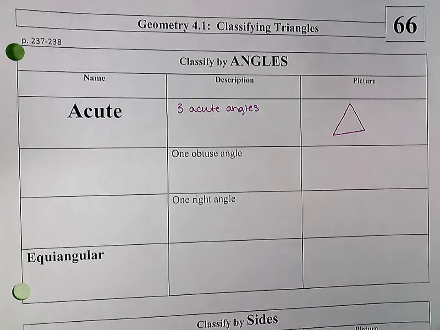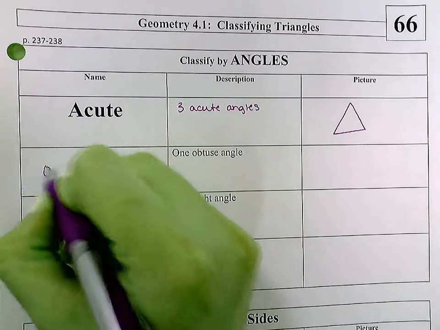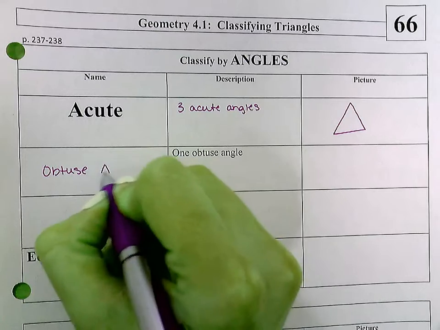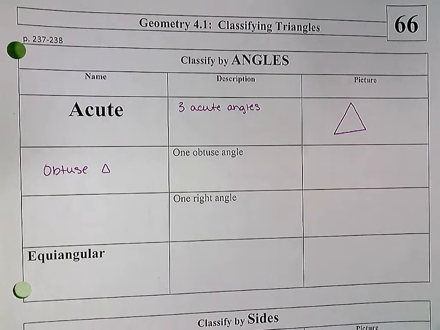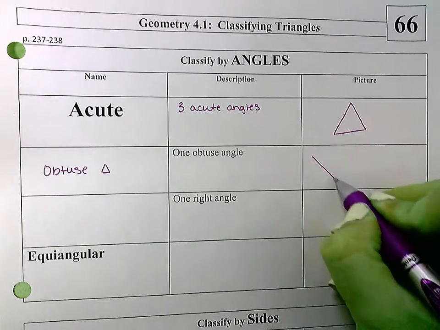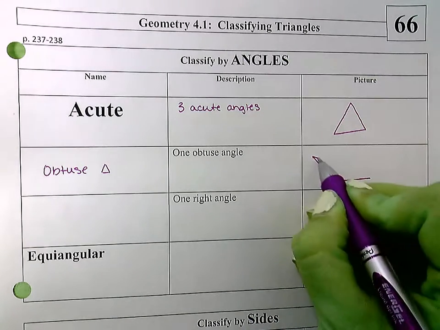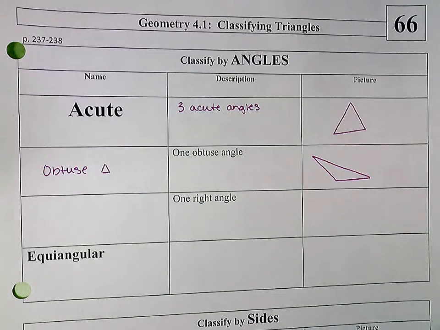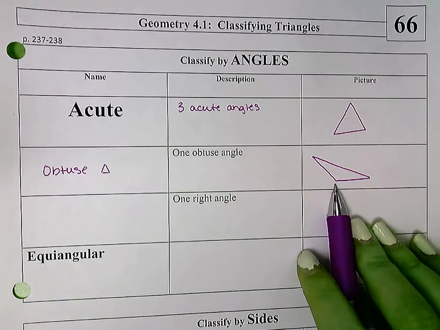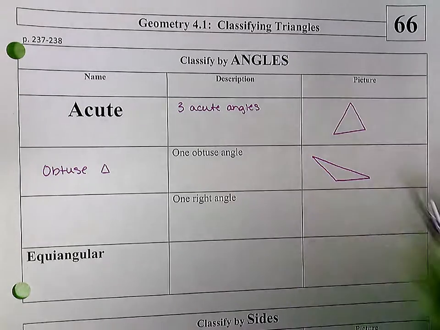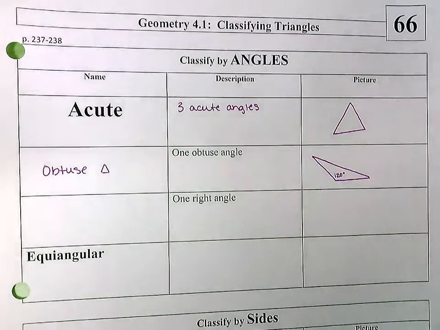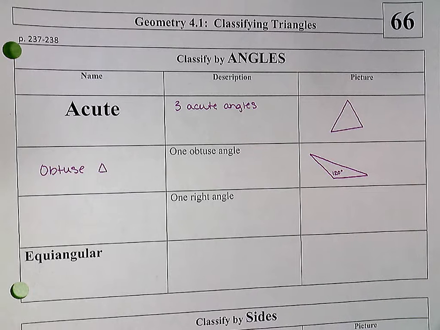Our next type of triangle would be an obtuse triangle. Okay, and an obtuse triangle has 1 obtuse angle. Just 1 obtuse angle. Our picture. So my 1 angle right here is greater than 90 degrees. Just to be sure, I'm going to label that as 120, just so you know it is greater than 90 degrees. Okay, so far we have acute and obtuse.